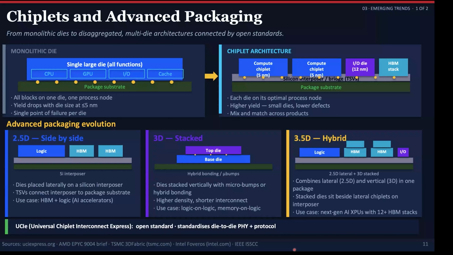Tying all this together is UCIe, or Universal Chiplet Interconnect Express, and it makes multi-vendor chiplet ecosystems possible.